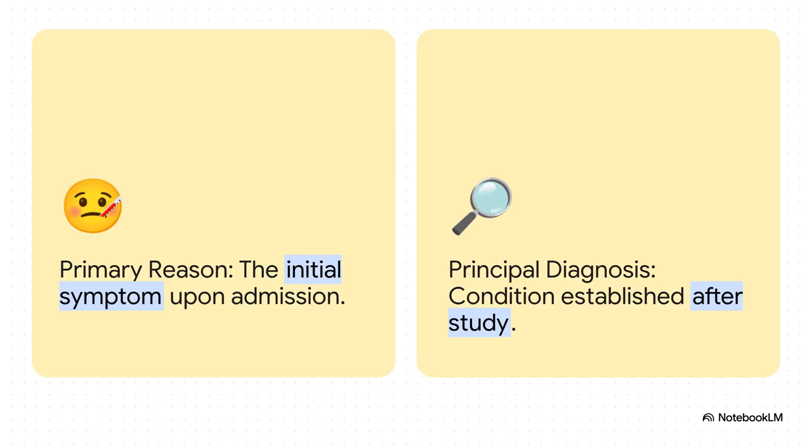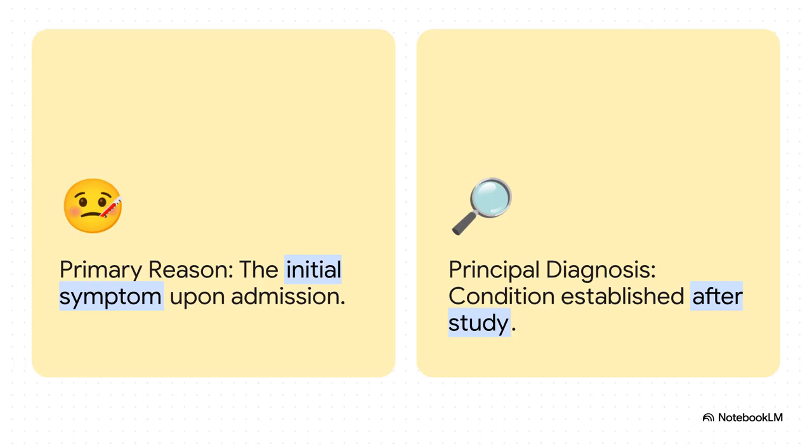There is a massive, strict difference between the primary reason for admission and the principal diagnosis. The primary reason is the symptom the patient walked in with, like severe chest pain. But the principal diagnosis is formally defined as the condition established after study to be chiefly responsible for the admission. So if a patient comes in with chest pain and testing proves they actually had an acute myocardial infarction, the principal diagnosis is the acute MI.